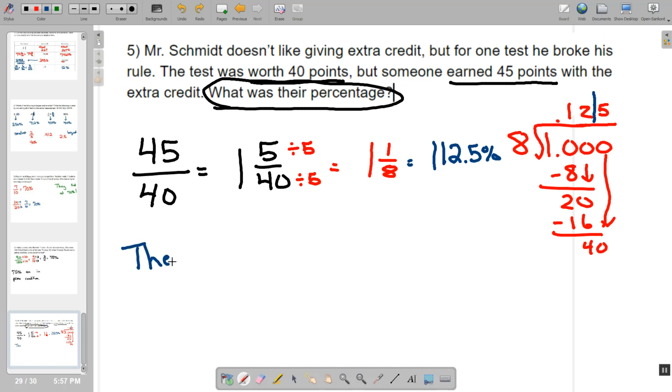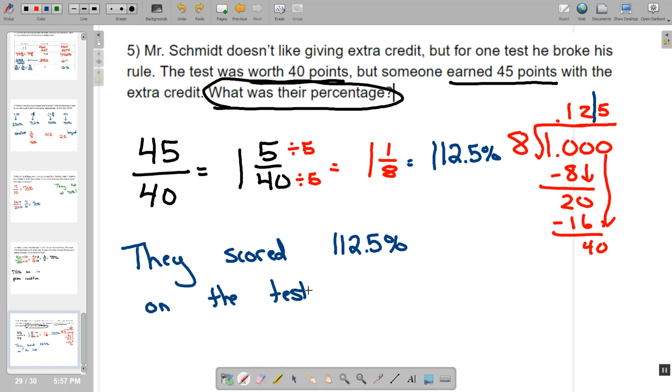So they scored 112 5/10% on the test. And this is exactly why I don't like giving extra credit. If a test is supposed to tell you what percent of the knowledge you can know, it's not possible to know more than 100% of the material. So you can't score in my class above 100% because this would be saying that this student knew 112% of the material, which doesn't make any sense.